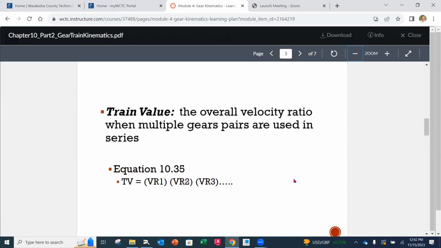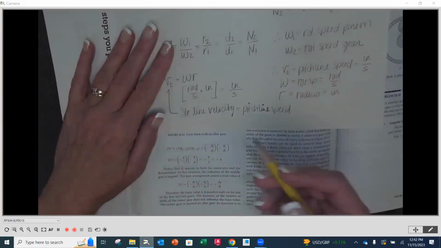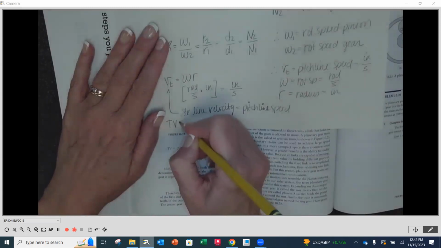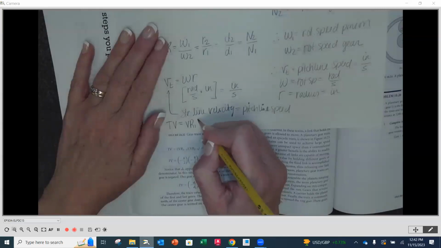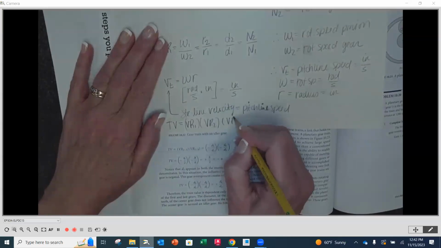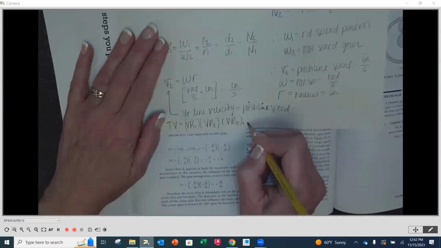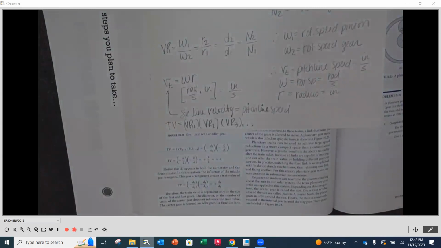There isn't much room at the bottom of mine, but I'm going to try to sneak it in right here. So I'm going to have train value equal to velocity ratio 1 times velocity ratio 2 times velocity ratio 3. And then I'm going to put this for however many there are. If there's 8, we do 8. If there's 2, we do 2. If there's only one velocity ratio, then it's not a train value. It has to have multiple. So once we start getting 2 velocity ratios, then it becomes a train.